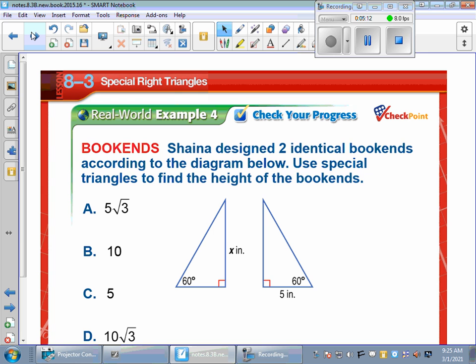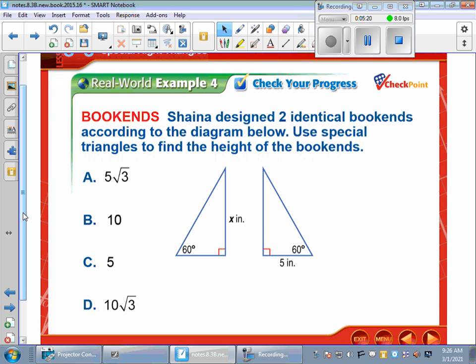So let's try the next one here. Next one, what we have is some bookends. They're in the shape of a triangle, and they want us to find the x. So these two are the exact same. So this is 5. So this is 5 if we're trying to find the x. This is right here. They want you to find the what?